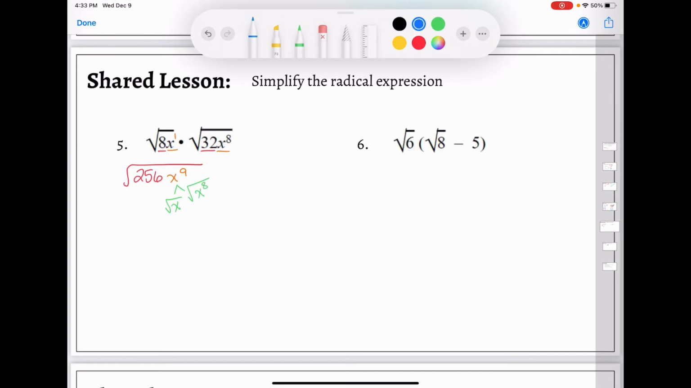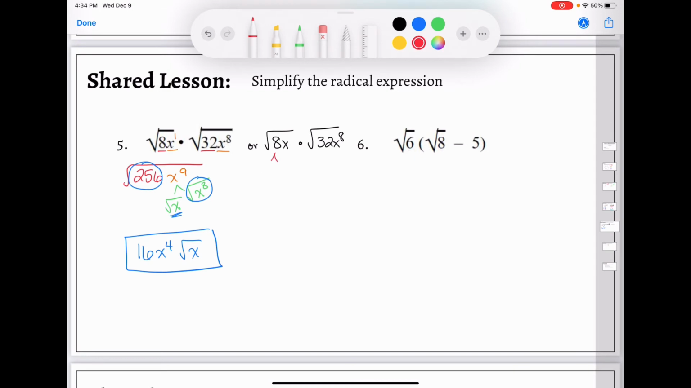Okay. So now let's see again. Square root of 256 becomes 16. The square root of x to the 8th is x to the 4th. And I just have radical x left on the inside. Now that is one way to do it, but I ended up with some pretty big numbers I had to break down. So another way to do this, if I go back to the beginning, radical 8x times radical 32x to the 8th, original problem, I could reduce each one first and then multiply.